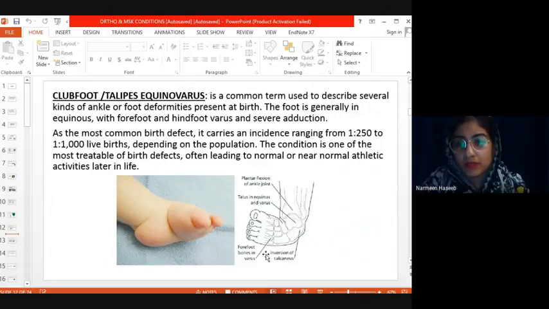This is the clubfoot: inversion of the calcaneus, forefoot bones in varus, talus in equinus and varus, and plantar flexion of the ankle joint.